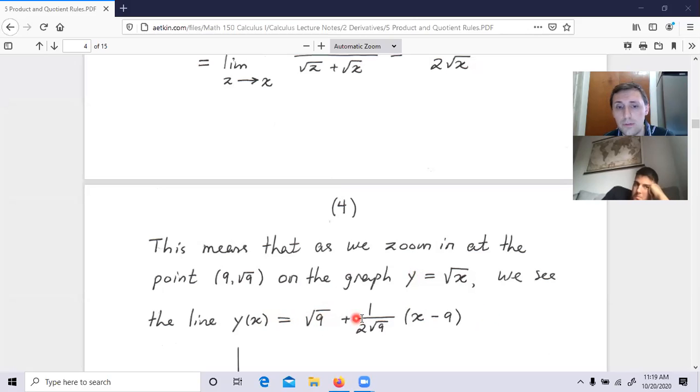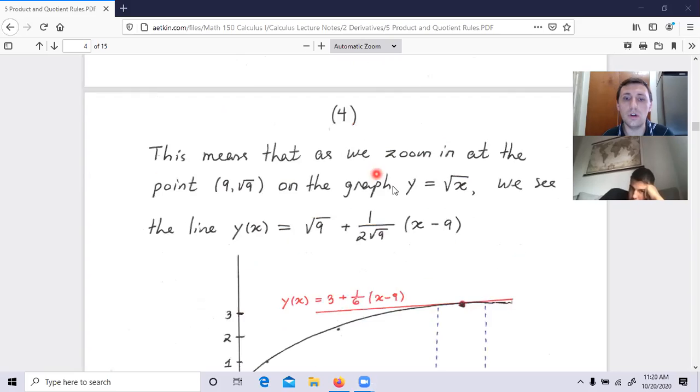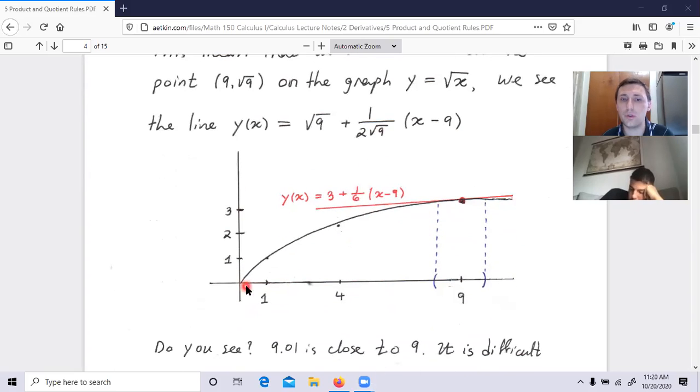Do you understand that if you zoom in at the curve, you will see this line? Yes? Because what is the equation, to be precise, of a tangent line near (9, root 9)? It's y minus root 9 equals the slope, and the slope is the derivative at 9, times (x minus 9), yes? And the derivative at 9 I can easily calculate because it's 1 over 2 root 9. We calculated it for all points. Good?